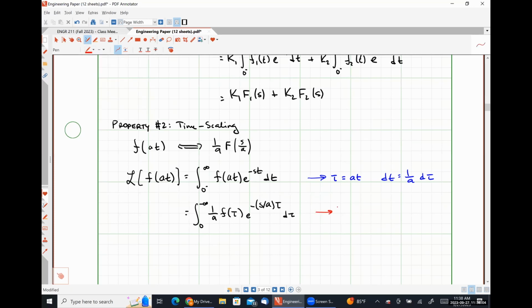Let's call x = s over a, so that our integral now looks like 1 over a times the integral from 0, sorry, I have 0 to negative infinity. It should have been 0 minus to positive infinity. So sorry about that. F of tau e to the negative x tau d tau.